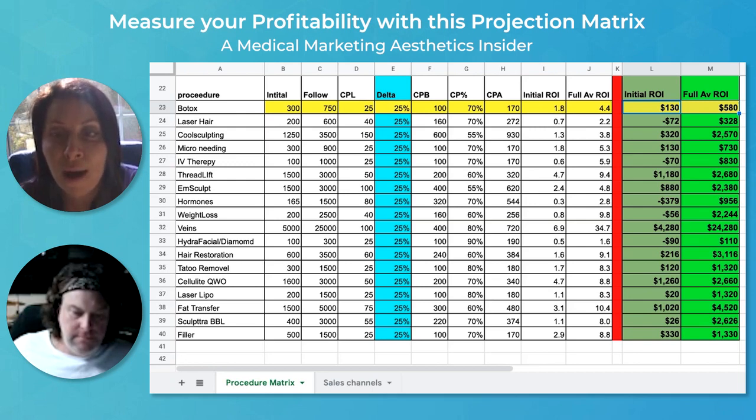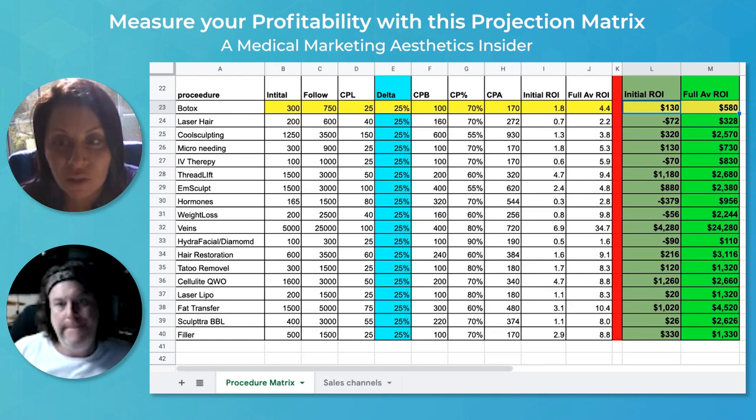And that's why, number one, the delta is so much higher. And then the closing percentage is also generally a little higher. They're ready to be treated. They're not in research mode. So long as they can afford the service and they're medically a good candidate, they have a very high percentage, in this case 70%, of moving forward with the procedure.